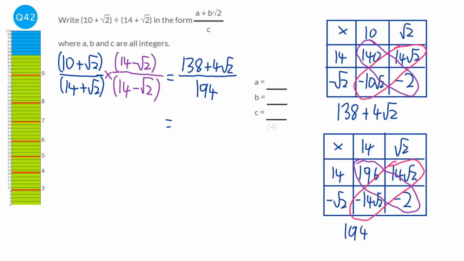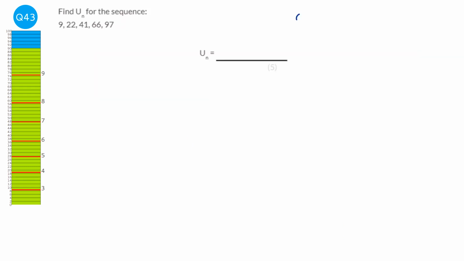So 138 halved is 69, 4 root 2 halved is 2 root 2, and 194 halved is 97. And so that would be 69 there, and that would be 2, and then that would be 97. So we're going to just quickly write out our sequence, so 9, 22, 41, 66 and 97, and we're going to find the differences of each of them.